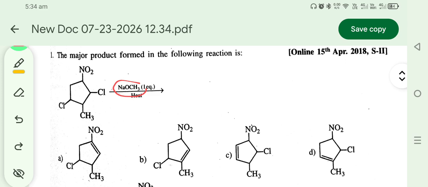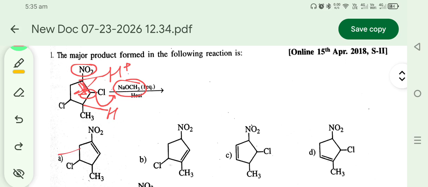With NaOCH3, it is an elimination reaction. Chlorine is eliminated to give a positive charge at this carbon, and a proton is eliminated from this position and this position also. Due to the more withdrawing group, this proton is eliminated faster, then the double bond is obtained near the nitro group, option A.